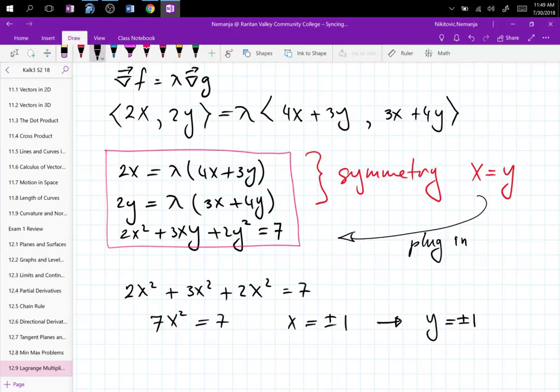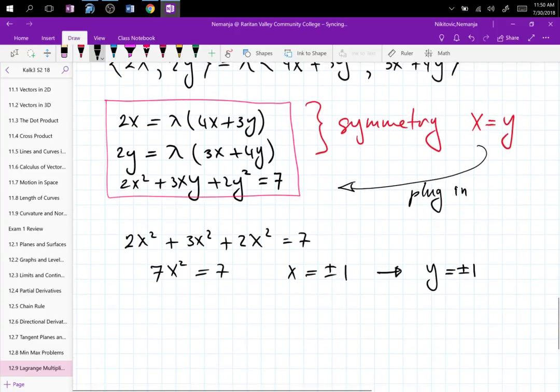Because of symmetry, you better have 4 points. This is supposed to be 4 points: 1, 1, 1, negative 1, negative 1, 1, and negative 1, negative 1. That's 4 points. However, there is a condition that x must be equal to y. Therefore, those combinations of 1, negative 1 are scrapped. So only 2 points to consider.